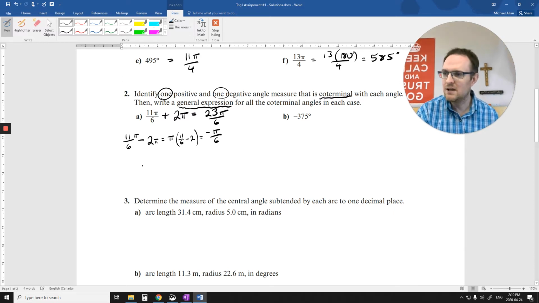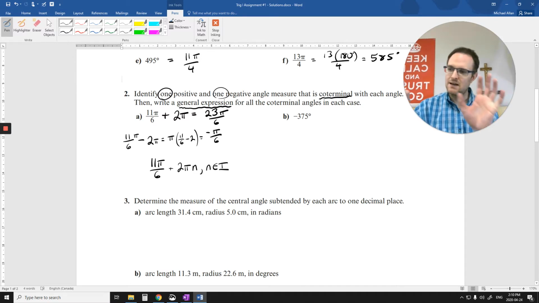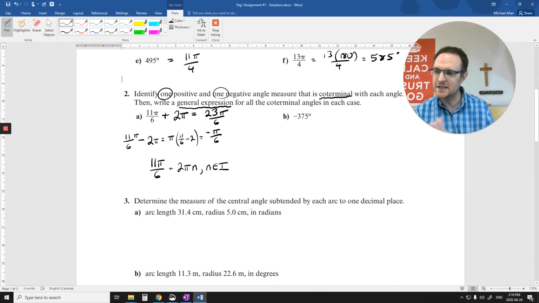Then we're going to set up a general expression for every single possible coterminal angle. So we're going to start off with the smallest principal angle, which was 11 pi over 6. I'm going to add 2 pi as many times as I want, so we'll put a little n in there, n is an integer, which means I can add or subtract because n could be a negative or a positive number.